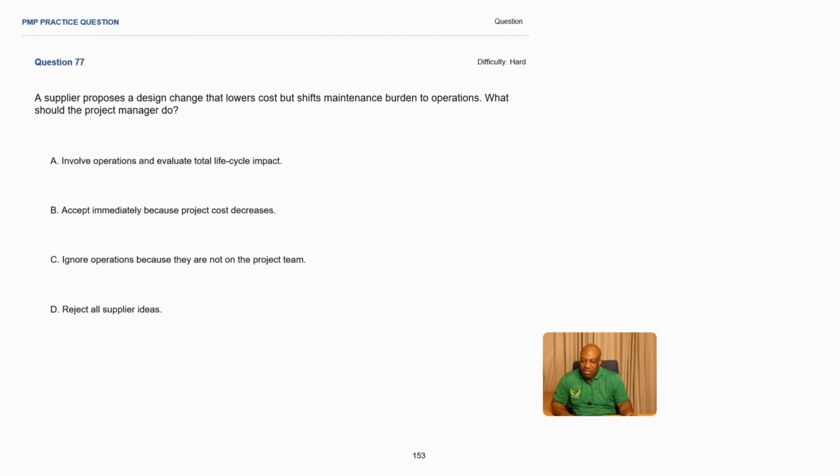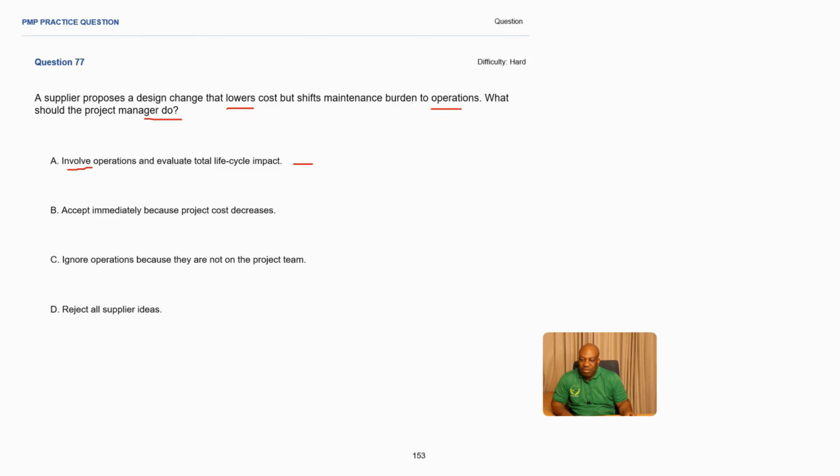Practice question number 77. A supplier proposes a design change that lowers cost, but shifts maintenance burden to operation. What should the project manager do? So what is our problem statement? We have a supplier who is proposing a design change that is going to lower the cost, but it is also going to shift the maintenance burden to operations. So what should the project manager do? Involve operations and evaluate total life cycle impact, okay? I like the word involve. The moment you involve your stakeholders, you get to know more and you can come up with better solutions.